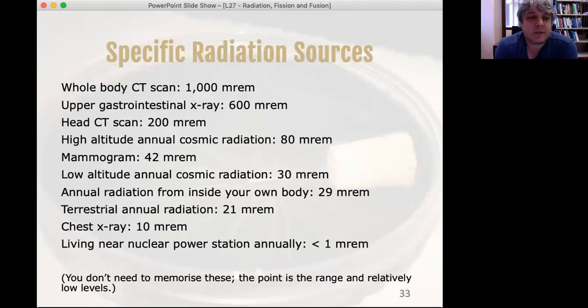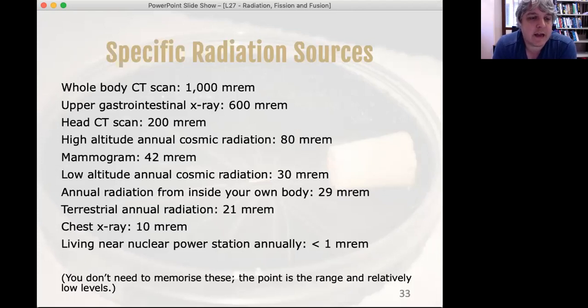Specific radiation sources. How much radiation do you get from these procedures? For a whole body CT scan, you get about 1,000 millirem. 1,000 millirem, that is 1 rem. So a whole body CT scan, you're only getting 1 rem. One. Takes 100 to 200 to start getting serious radiation sickness, and here we're talking about 1 rem. 1 rem, and I mean, unless you're getting 100 whole body CT scans in a day, not a problem, right? Upper gastrointestinal X-ray, 600 millirem. Head CT scan, 200 millirem.